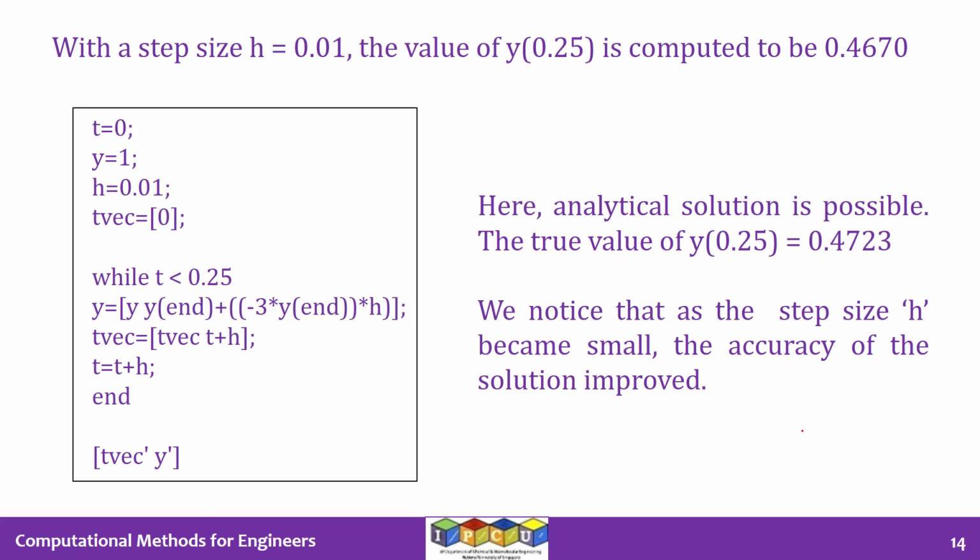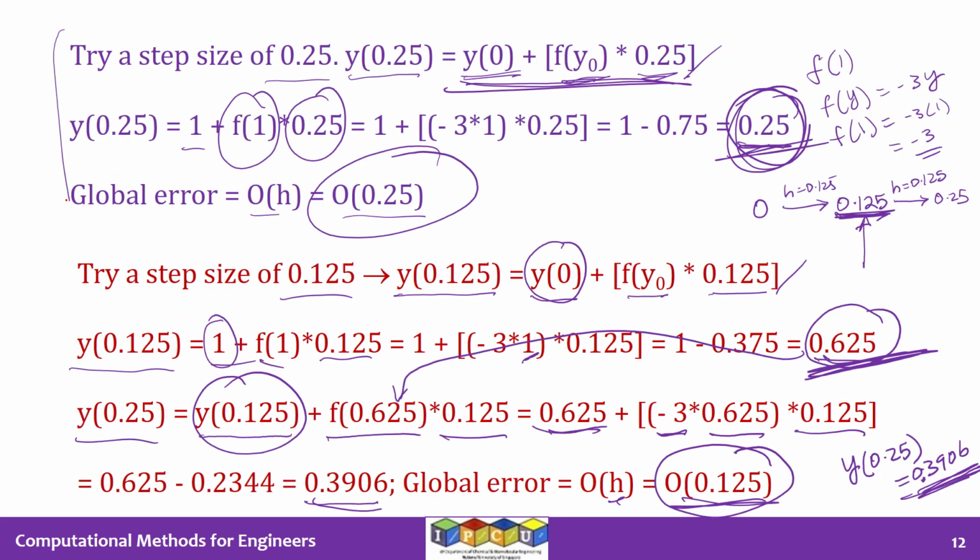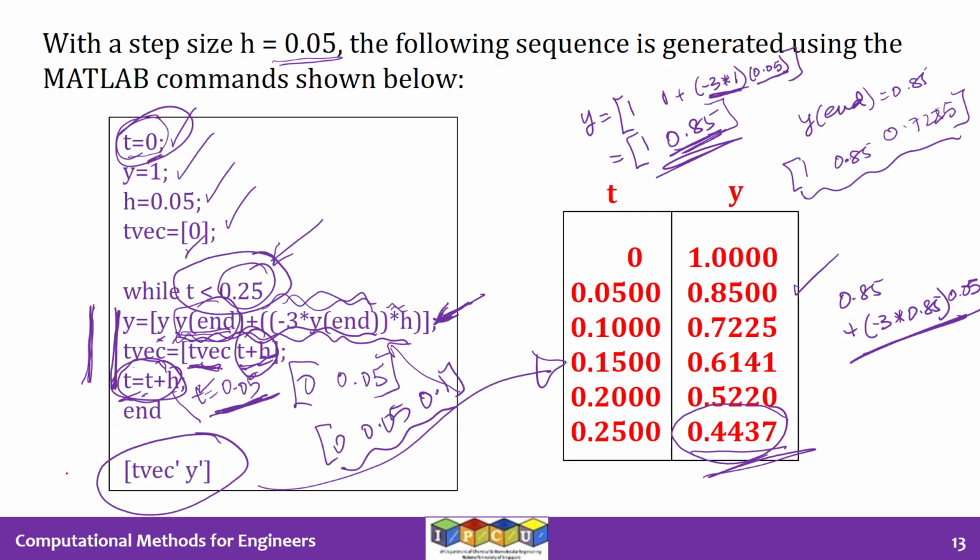Now you can compute the value of y at t equal to 0.25 using a step size of 0.01. That means you're going to reach t equal to 0.25 from t equal to 0 in 25 steps. Here we demonstrated what happens when we reach 0.25 in one step. Then we looked at two steps, 0, 0.125 and 0.25. And then we used MATLAB to work with a smaller step size, so 5 steps to reach 0.25. So 0 to 0.05 is one step, 0.05 to 0.1 is the second step, etc. And ultimately we reach 0.25.